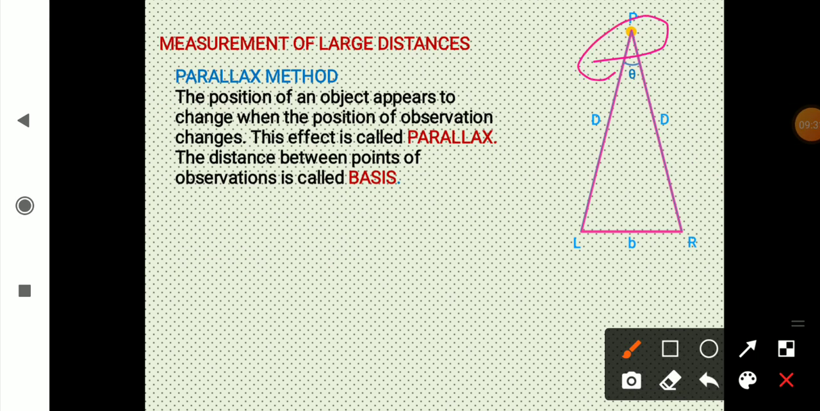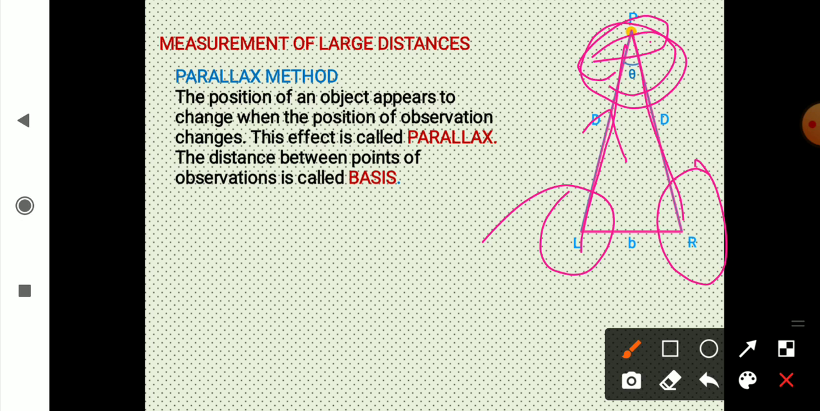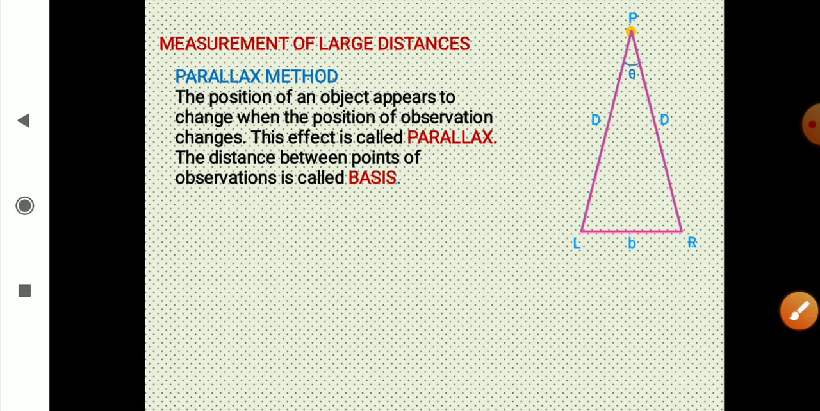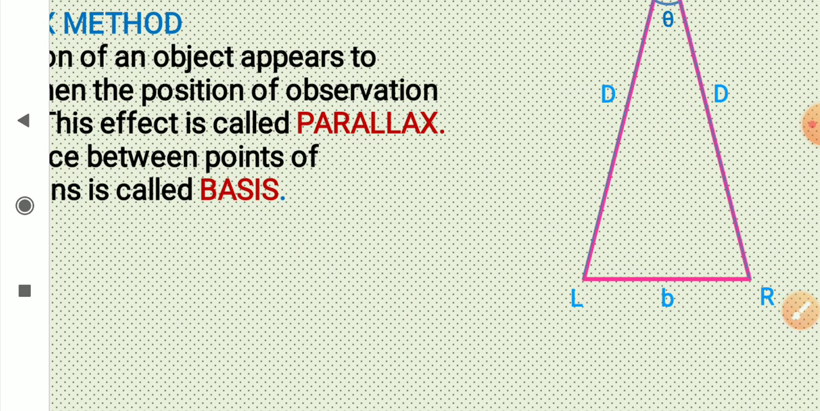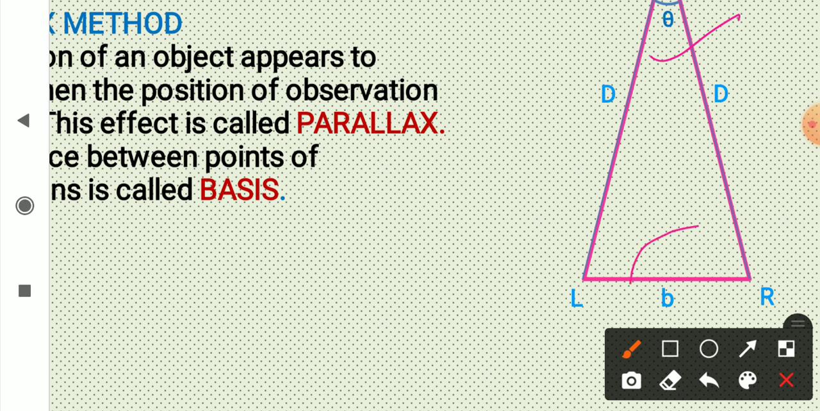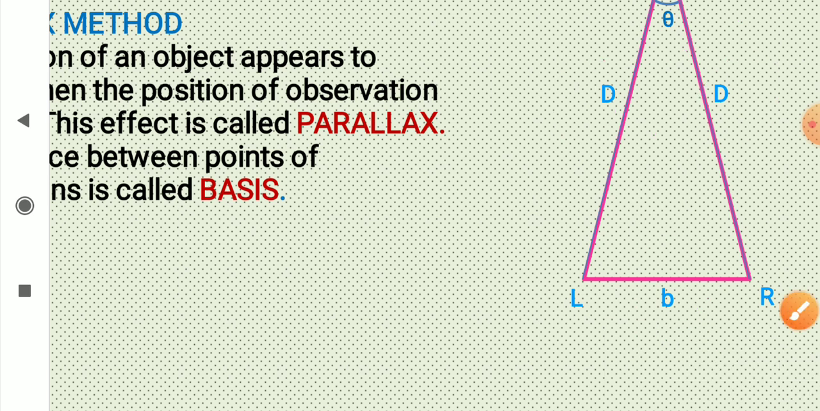Point P is observed from this point L, and its direction is along this, and the same point is observed from this point and the direction changes, and this angle is called parallactic angle, and the distance between these points of observation is called basis. You can see this angle can be measured, the distance of observation can be measured, and if you know these two things, we can measure the distance of this distant object.